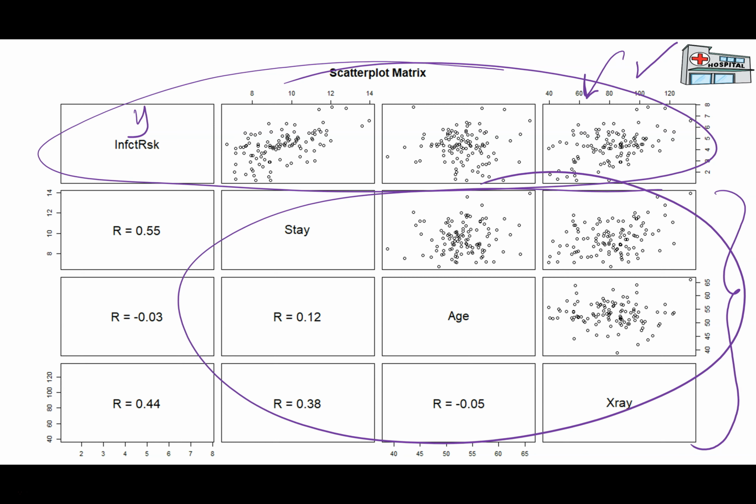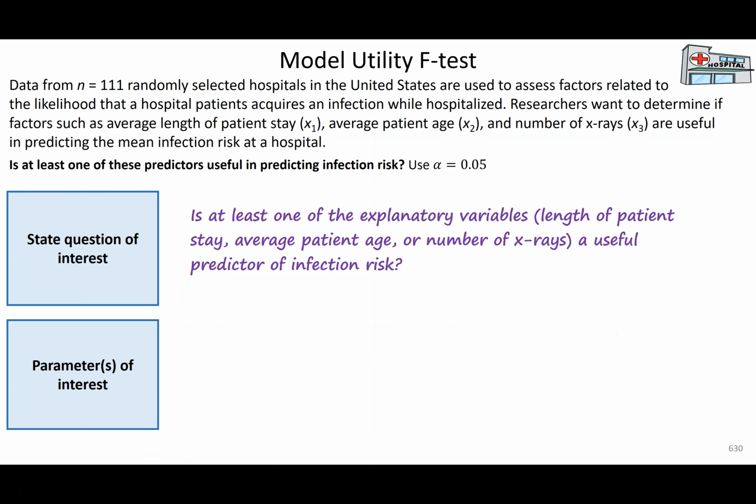Often, when you do have a strong relationship between explanatory variables, what you're going to do is drop one of them because you don't want to double dip. So starting here, our first question is: is at least one of them useful? So is at least one of the explanatory variables, length of patient stay, average patient age, or number of x-rays, a useful predictor of infection risk?